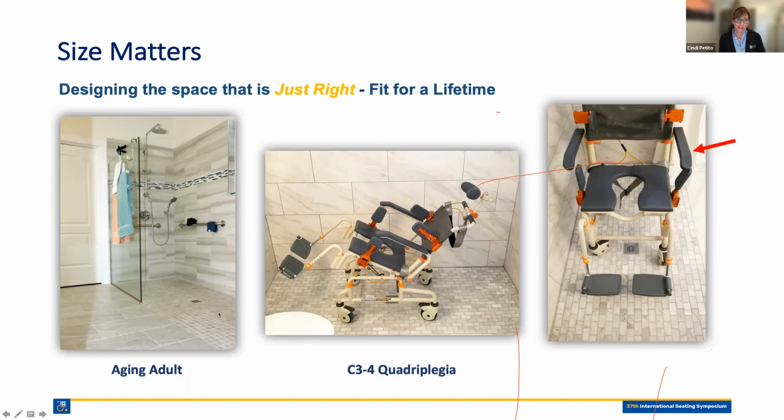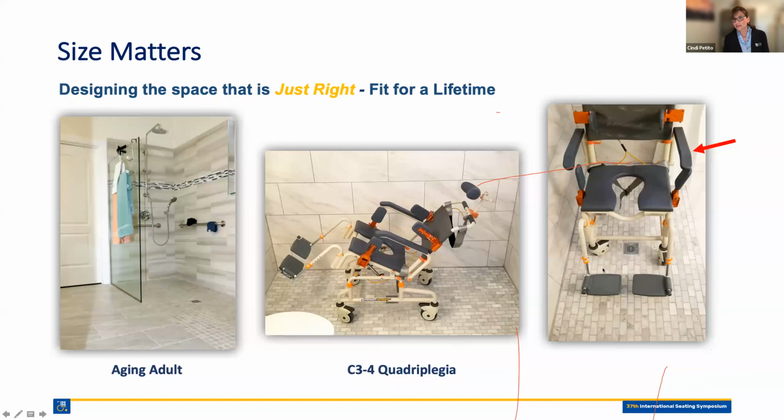The other thing is looking at the shower depth. If you look at the middle photo, this is a shower that I designed for a quadriplegic who's using a tilt-in-space shower chair. And this is not a 5-foot shower. This is actually a 7-foot shower because you have to accommodate for that chair being in full tilt. And we're going to talk about that a little bit more.